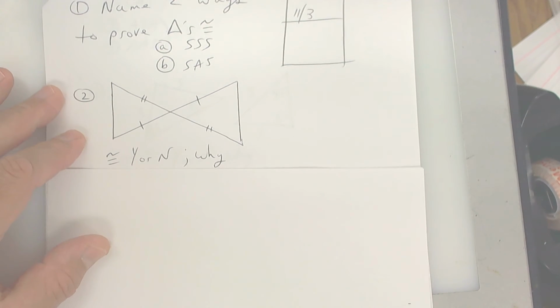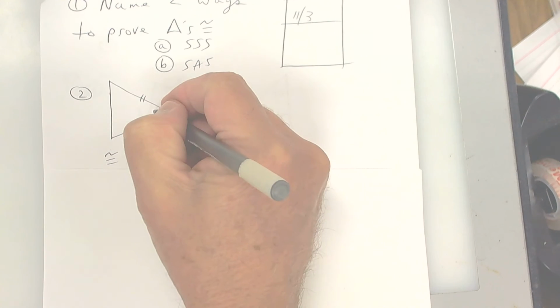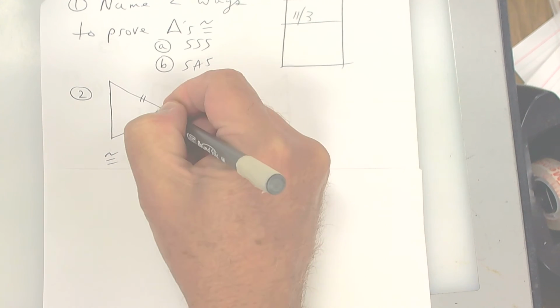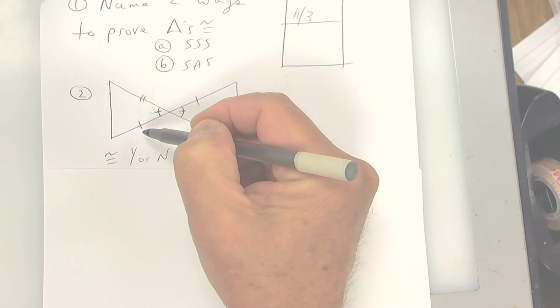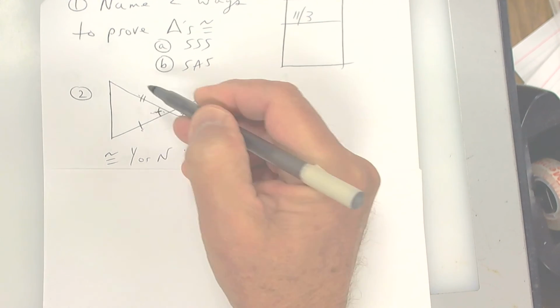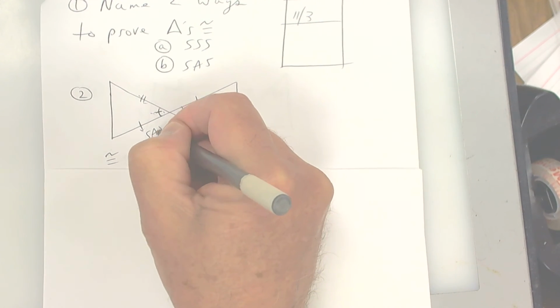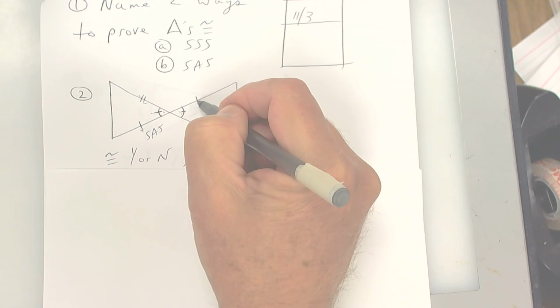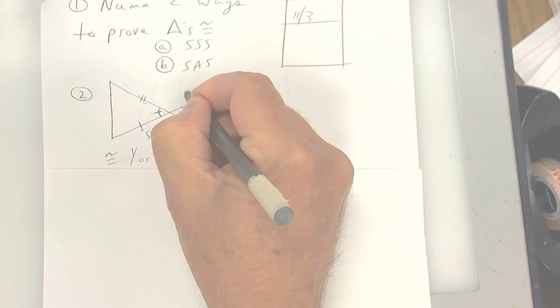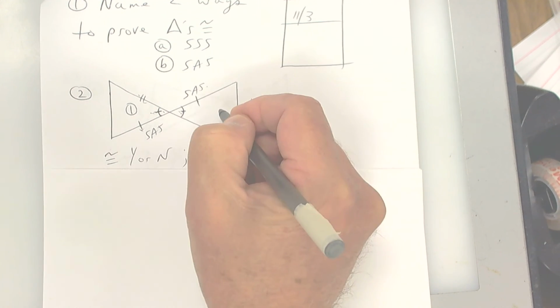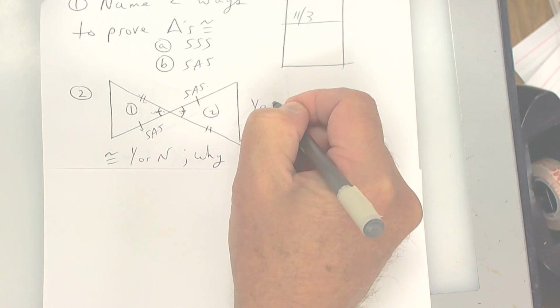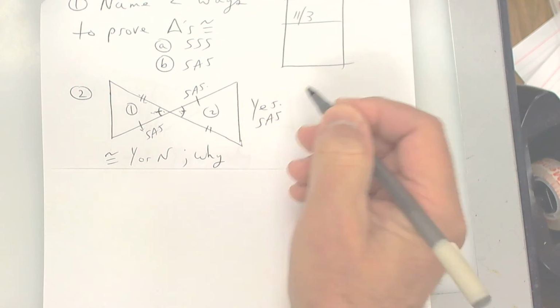Are these 2 triangles congruent? Well, see how this angle is right across from each other? That's called vertical. So this angle here is equal to that one. So it's 1 mark, angle, 2 marks. So side, angle, side. Excuse me, 1 mark, angle, 2 marks. So this one is side, angle, side. So yes, this triangle here is congruent to that one by side, angle, side.